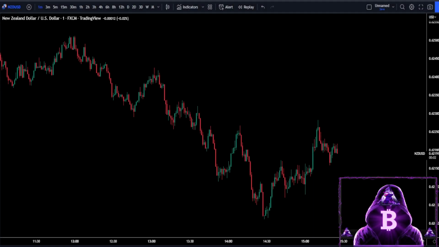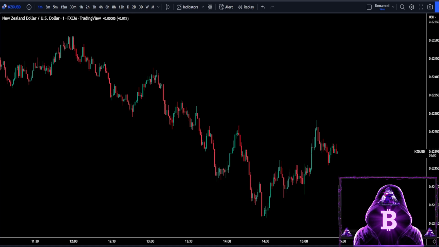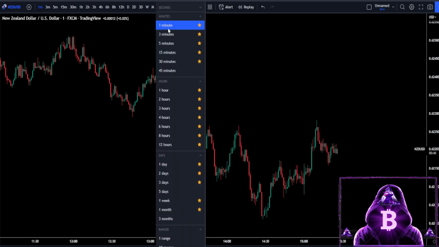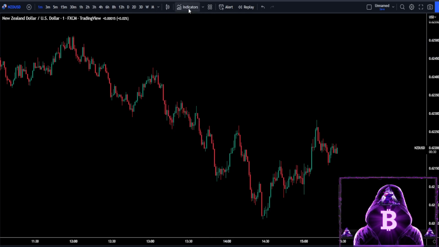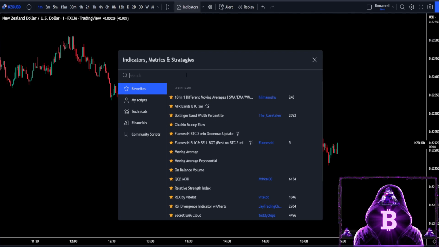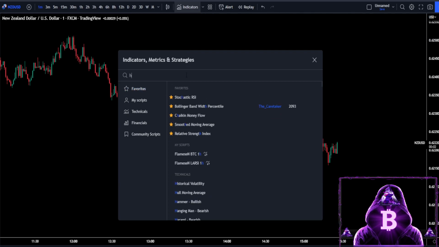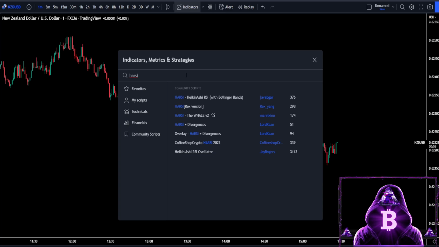Okay, so we're currently looking at the price of the New Zealand dollar versus the US dollar on a 1 minute time frame. I highly recommend you use this strategy on lower time frames like the 1 minute, the 5 minute, or the 15 minute. So in order to build this setup, we need to come across here to our indicators tab. And the first thing we're going to be searching for here is HARSI, which is our Heikin Ashi RSI Oscillator by J. Rogers.